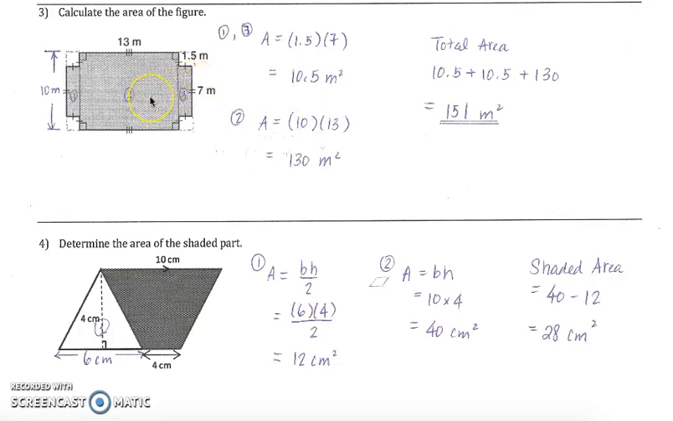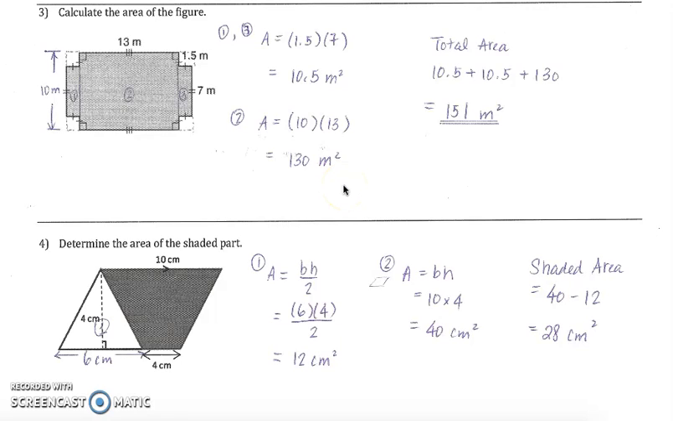And then for the middle larger rectangle, we can see that it has a length of 13 meters. Well, how about the width? We have these little tick marks here to tell us that this side is 1.5 meters. That little tick is also 1.5 meters. So add those to 7 meters, we end up with 10 meters. So for this rectangle, we have an area of 10 times 13, or 130 square meters.